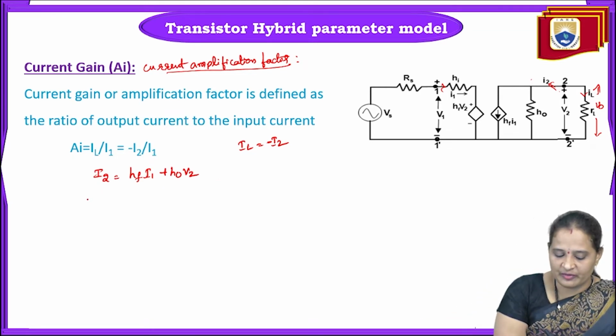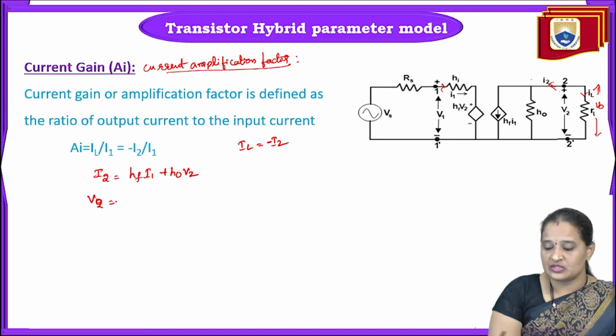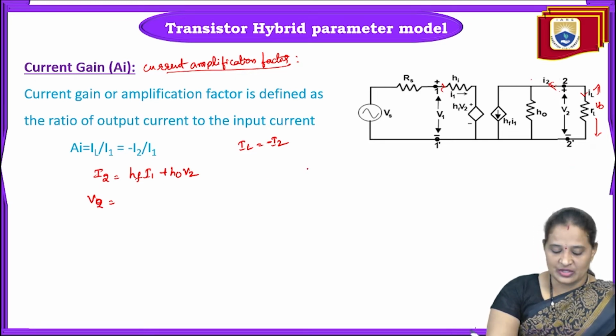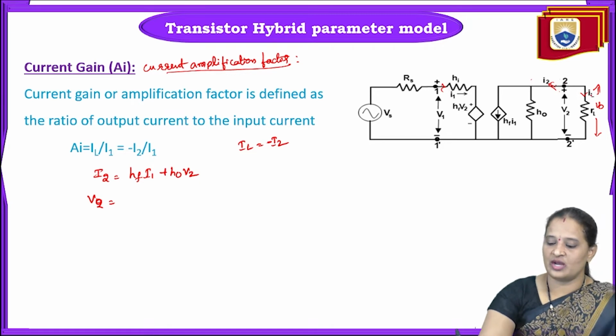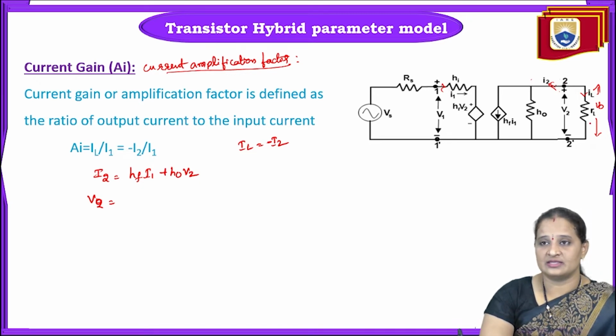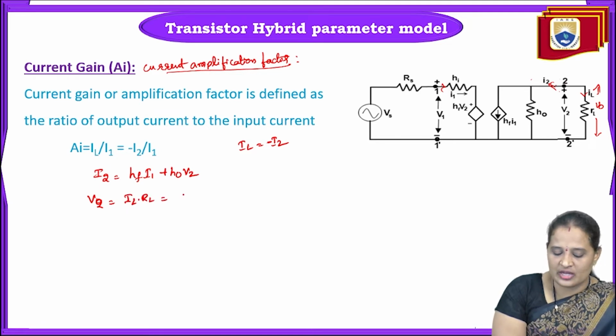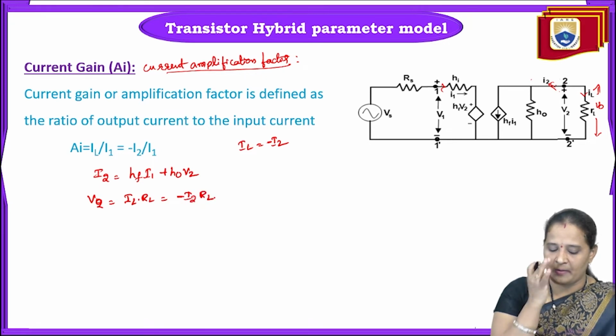What is V2? V2 is the voltage drop across the load resistor. So the voltage drop across the load resistor is measured across the port 2 and 2'. That is given by, as we know the current flowing and the resistance, so we can find out V2, that is equal to IL into RL, or else we can also write it as minus I2 into RL.